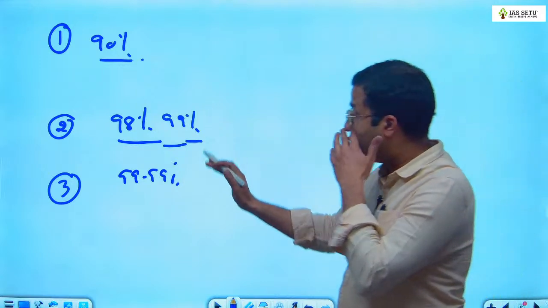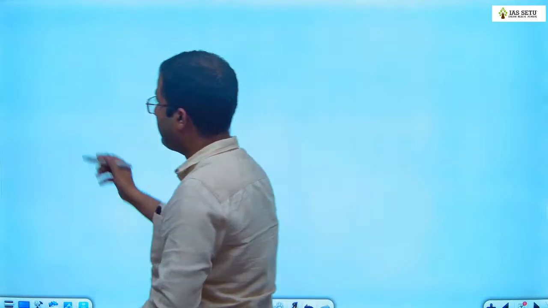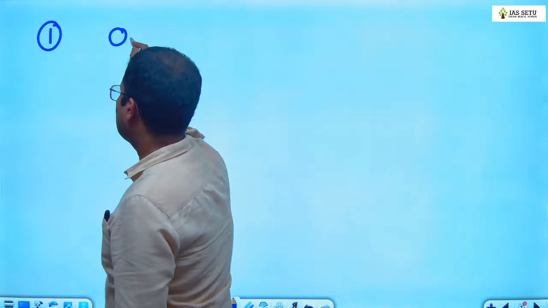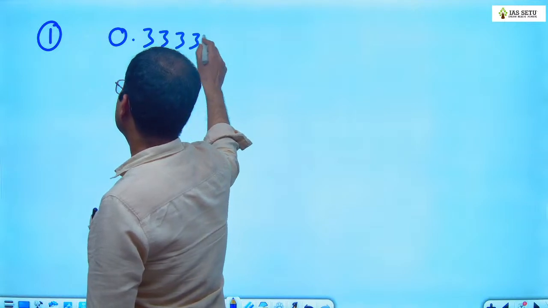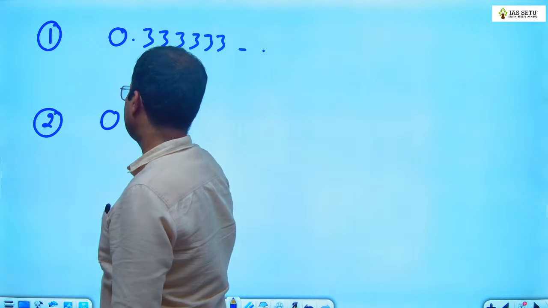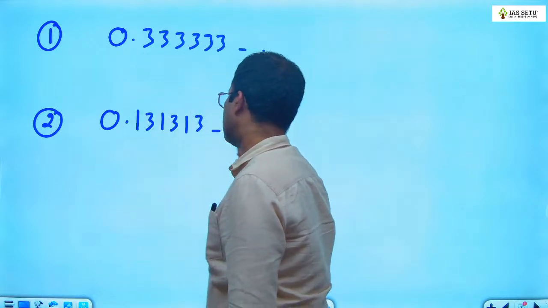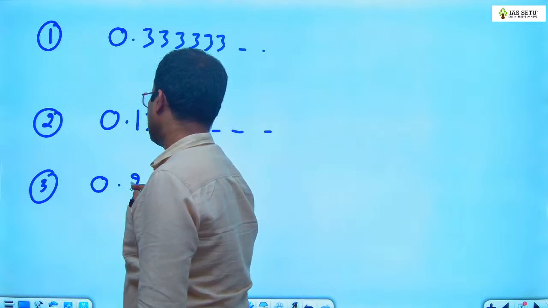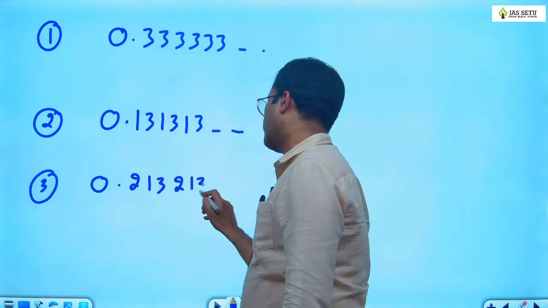Okay, so what I will do, I take 3 examples in type 1. First, type 1, question number 1, 0.3 recurring. Second question is 0.131313. Third question is 0.213213.